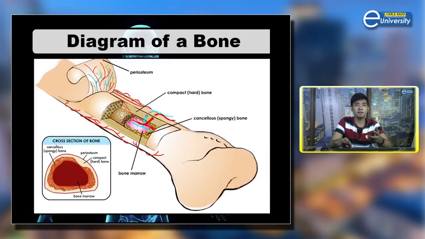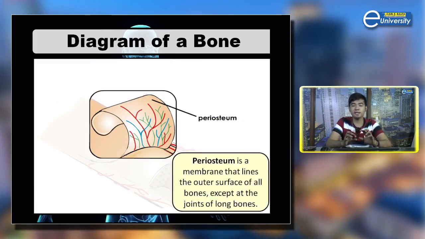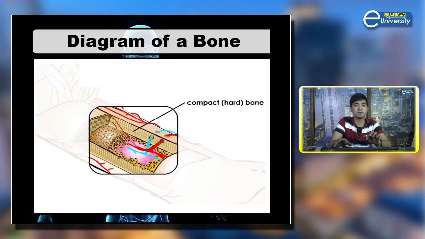Next, we're going to deal with the specific parts of the bone. Let's start with the periosteum. The periosteum is the membrane that lies at the outer surface of all bones, except for the ends of the long bones. The main purpose of the periosteum is that it serves as the covering for the bones, since it is a membrane and it covers the outer surface of each osteocyte, or the bone-building cells.